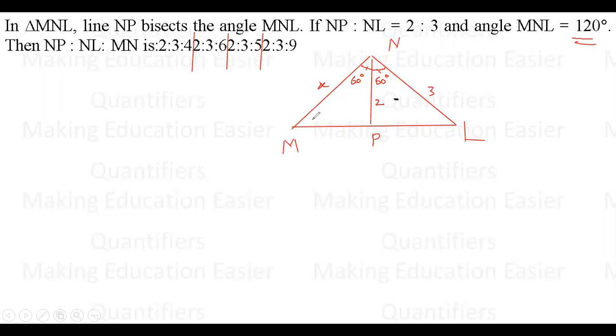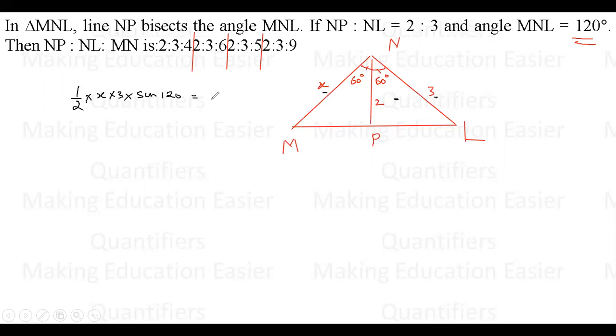Area of the bigger triangle MNL. So can I say it will be half into x into 3? Half into product of any two sides into sine of angle between them. Now sine of angle between them is 120 degree, so into sine of 120 degree. So students, now this will be the area of the bigger triangle, the main triangle.